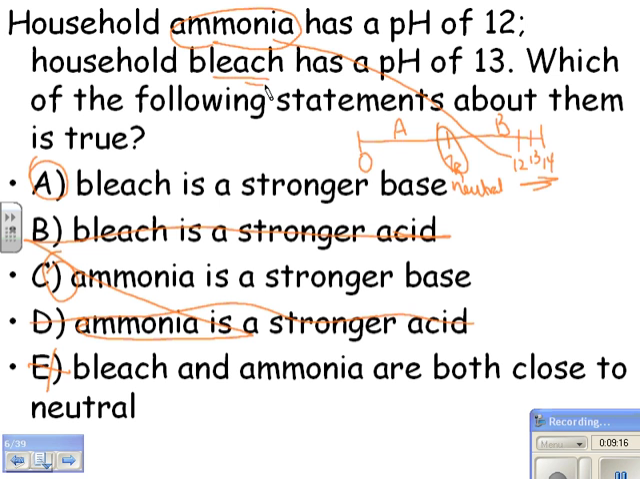And bleach is pH 13. So they're both bases. Which one is a stronger base? Here's neutral. Whatever's further away from neutral is the stronger one. Because if you're very close to here, like a pH of 8, that's practically neutral. So that would be a weak base. The further over here is a stronger base because you're getting away from the number 7. So 13, which is bleach. So that's A.